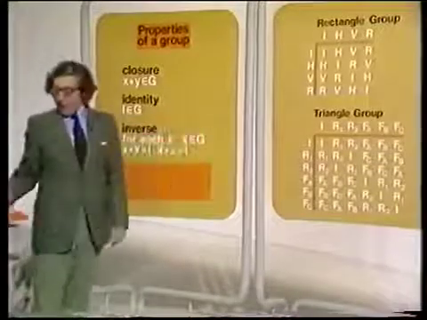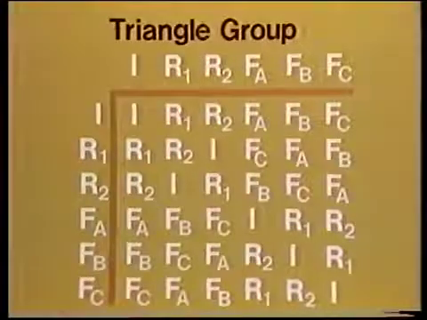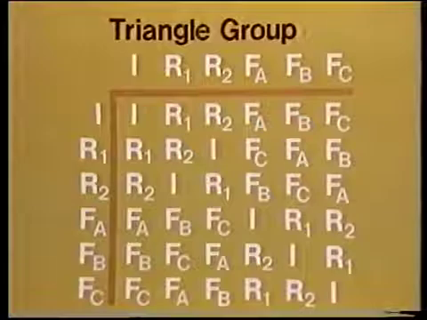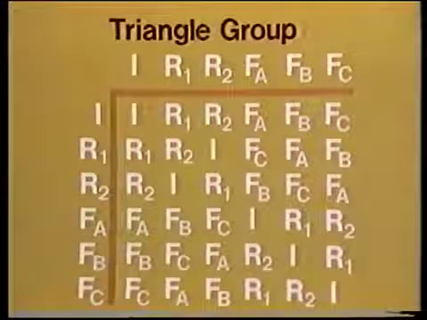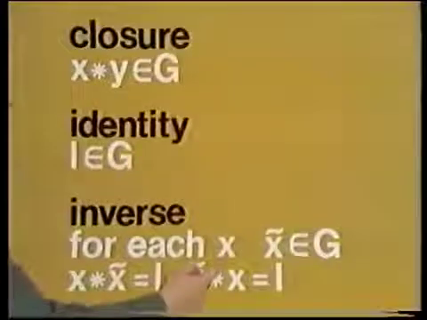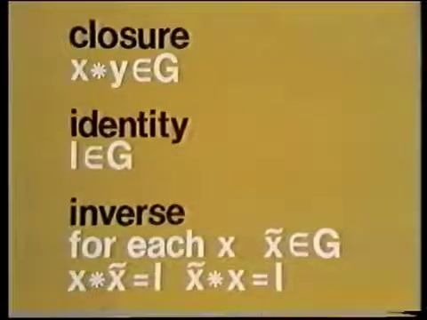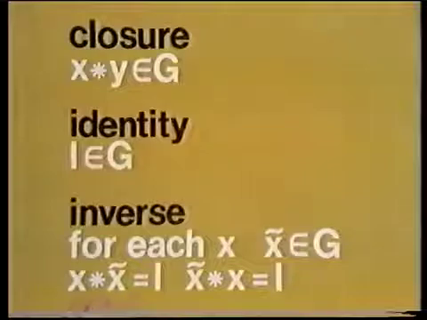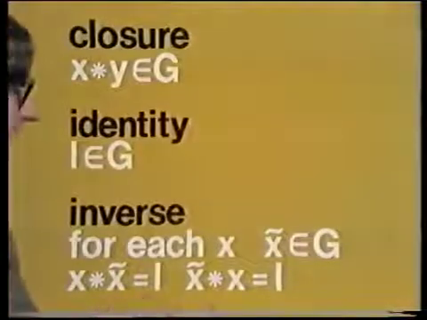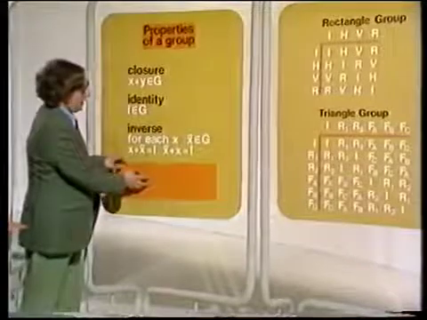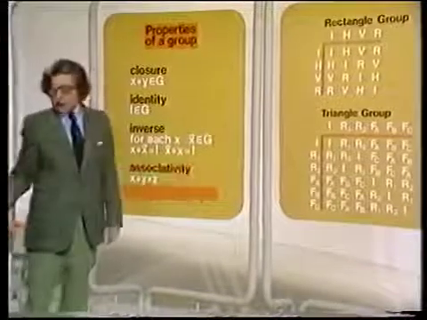Remember, in the triangle group, the element R1 combined with R2 to give the identity. So I could say that R2 undoes the action of R1. So for every element x in a group, I have an element x tilde, which undoes the action of x. That is, x combines with x tilde to give them the identity, and the other way. Now, the last property, it's a bit technical. It's called the associativity property.